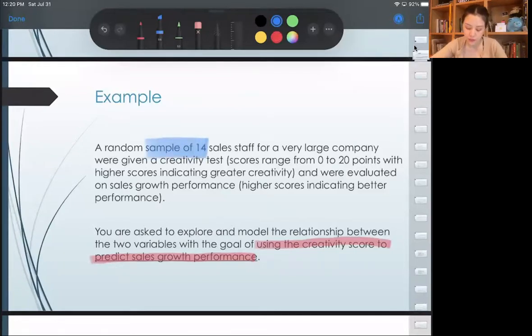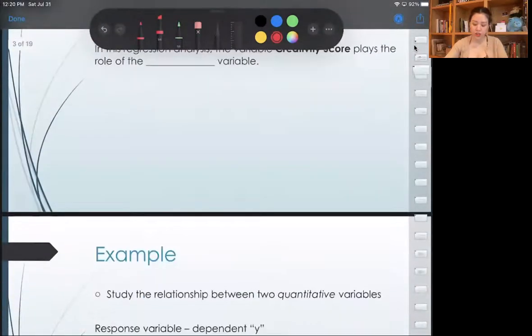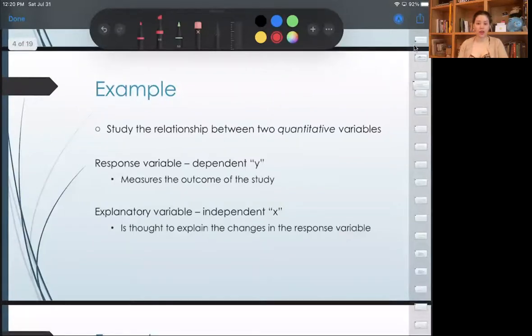And I see a random sample of 14 sales staff for a very large company was given a creativity test. I'm going to highlight that too. Maybe highlight in red, right? Creativity test, and that will be the score range. And was evaluated on sales growth performance. We use the creativity test to predict the sales growth performance. And remember what I said, we use x to predict y, right?